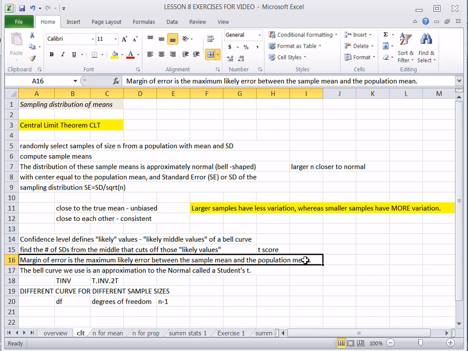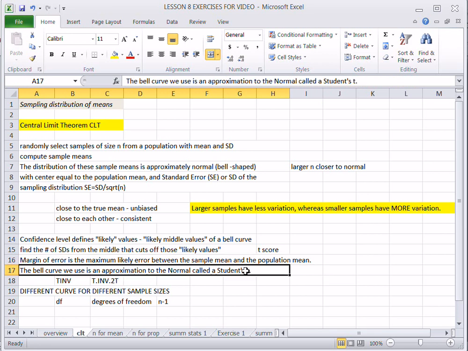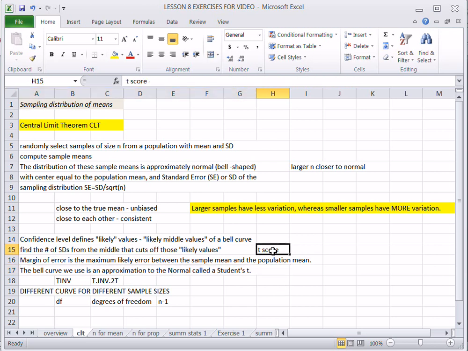And that will be the number of standard deviations from the mean. And that margin of error will be that maximum likely error between the sample mean and the population mean. So basically it means the distance from the middle of the curve up to a tail, where the tail then defines the unlikely values. So we have to use a student t-distribution to find that t-score, because that will tell us the number of standard deviations from the mean.